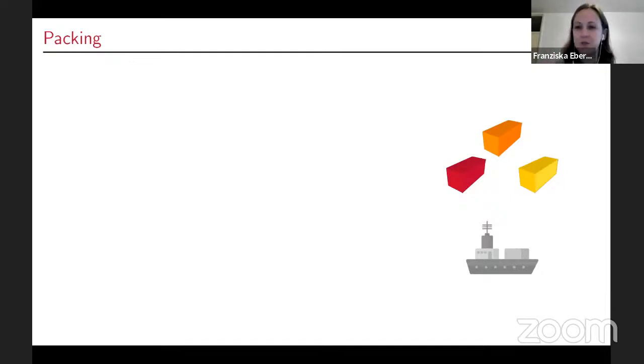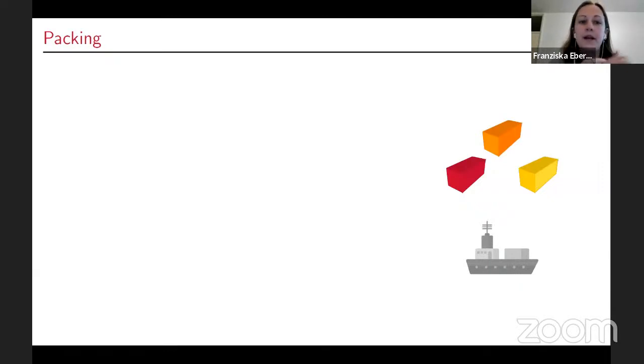Okay, so back to packing problems. So let's imagine you have a freight ship and you have several containers and you want to transport the containers across the ocean. And of course, you should not exceed the capacity of your freight ship because otherwise your ship might just sink. And as mentioned in the previous talk, when we talk about packing, there could be other constraints that we are interested in. But for now, let's just imagine that every container comes with a weight and maybe a revenue if you successfully transport it.